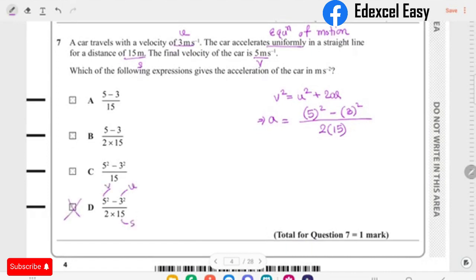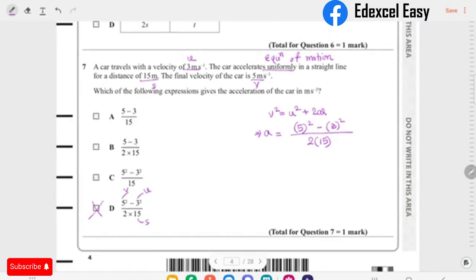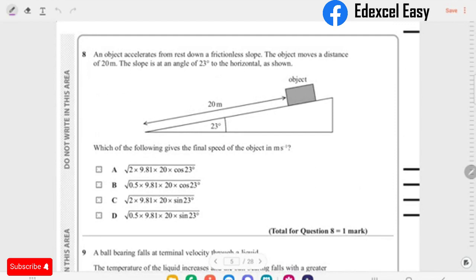So option D is the correct answer. This was it for question 7. We'll move on to question 8.